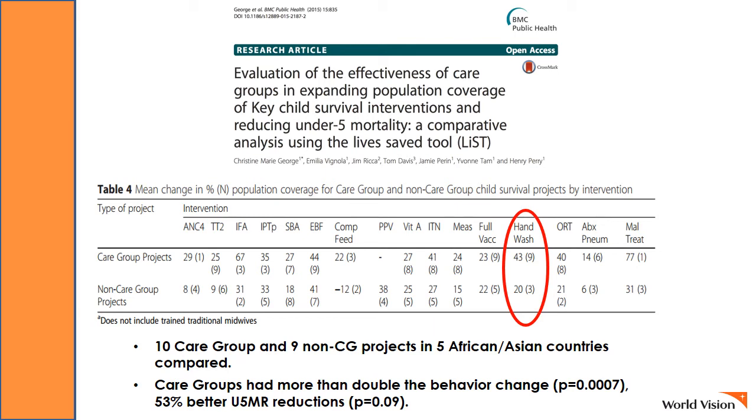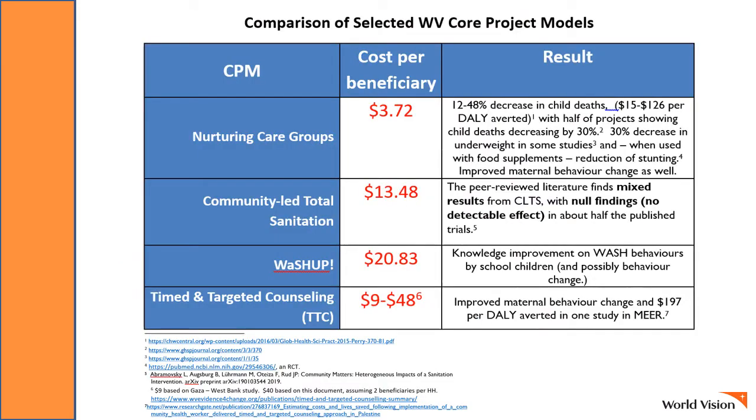We compared 10 care groups and 9 non-care group projects, which were matched by country and year of program implementation, and they all had similar budgets. And through that evaluation, we found that care groups had double the behavior change of non-care group projects and had 53% greater under 5 mortality reduction. So this is not just a new model, it's a better model for behavior change.